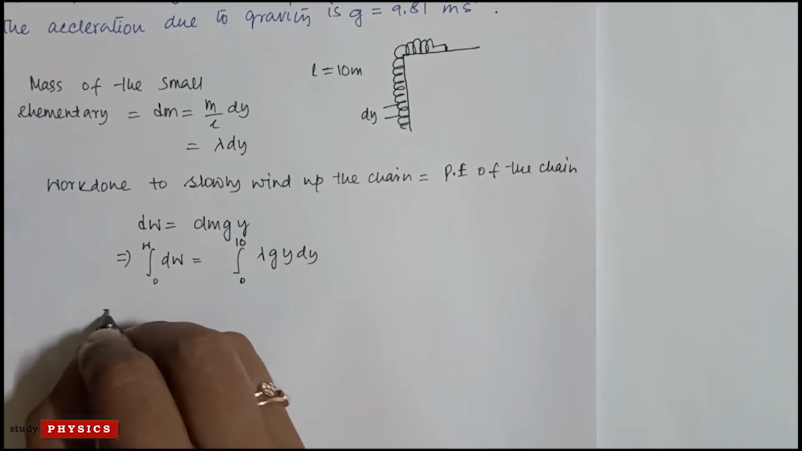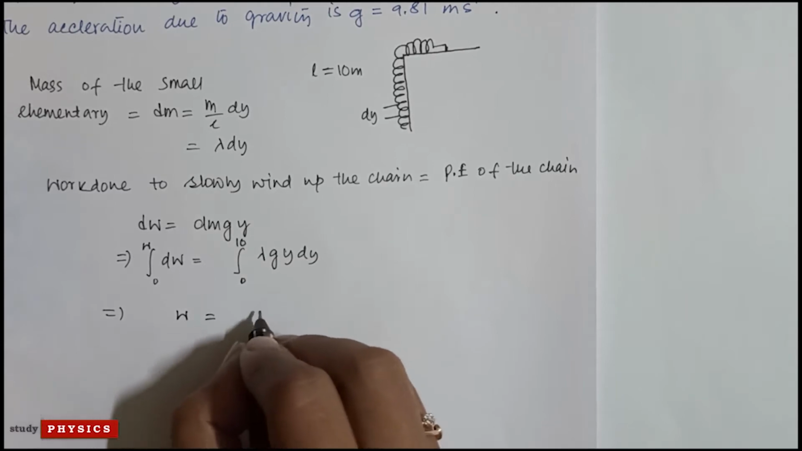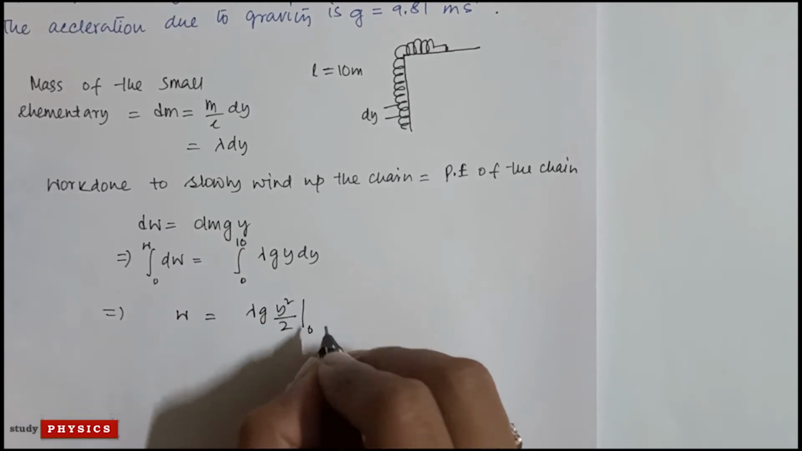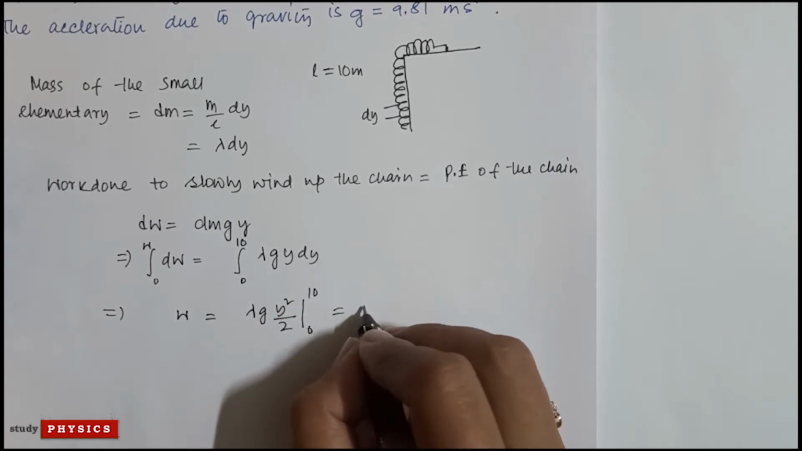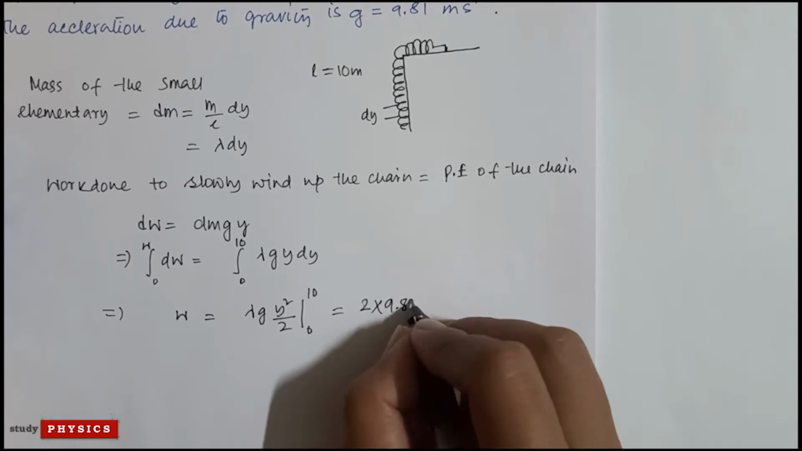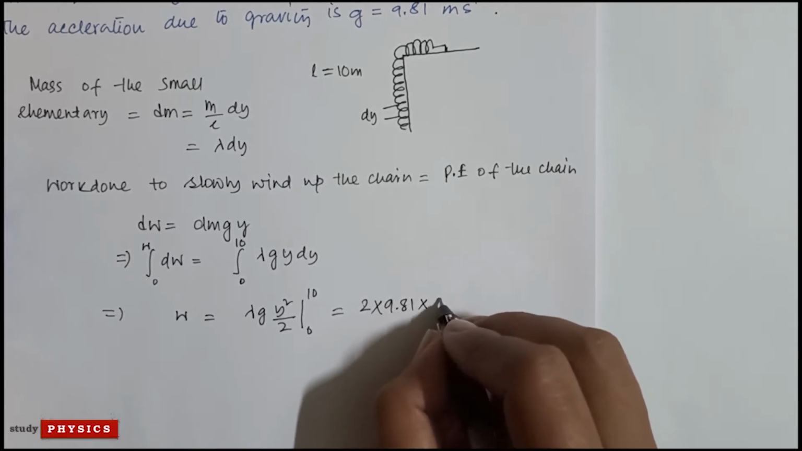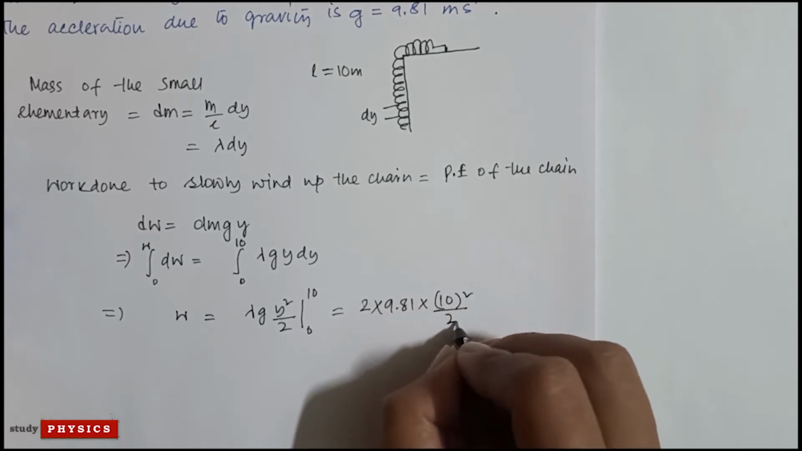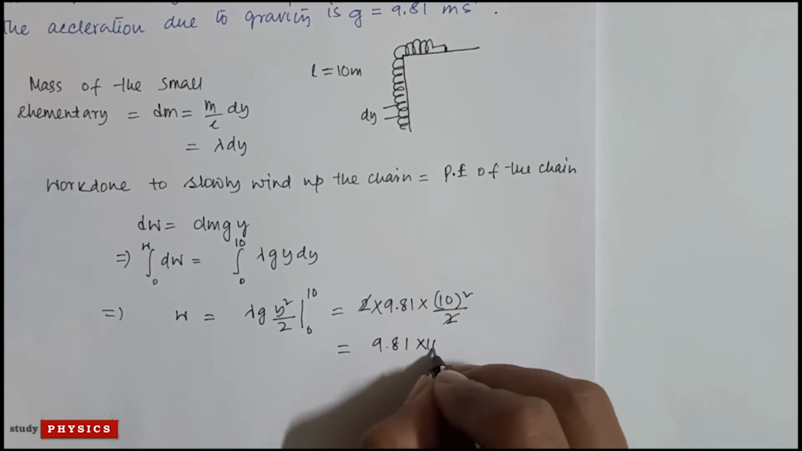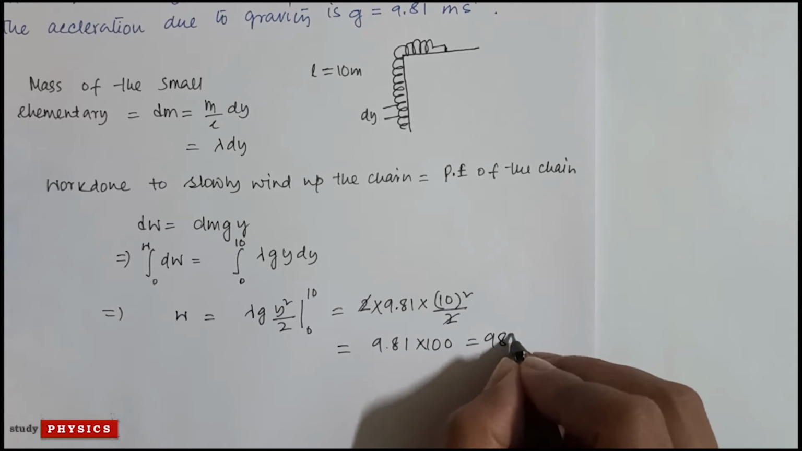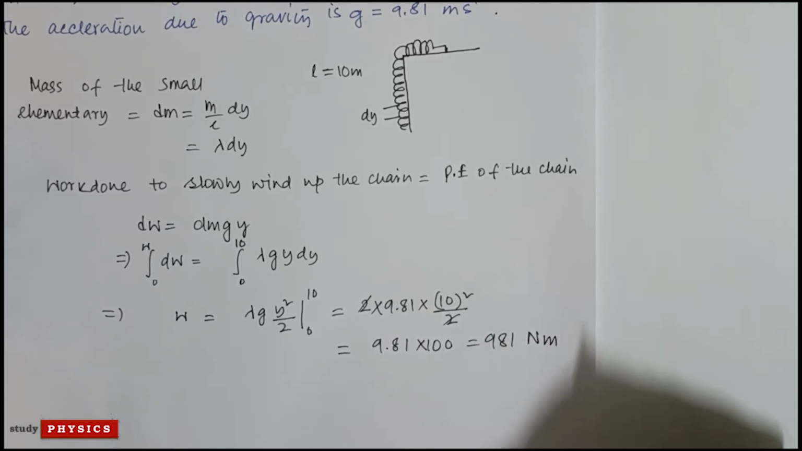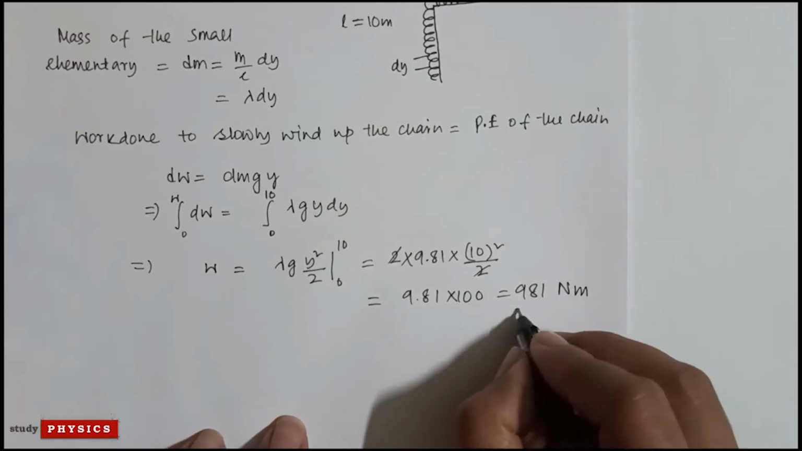So this is W, and this is lambda g y squared divided by 2, from 0 to 10. So lambda is 2, g is 9.81, into 10 squared divided by 2. So this will be 9.81 into 100, which is 981 newton meters. So this is the answer.